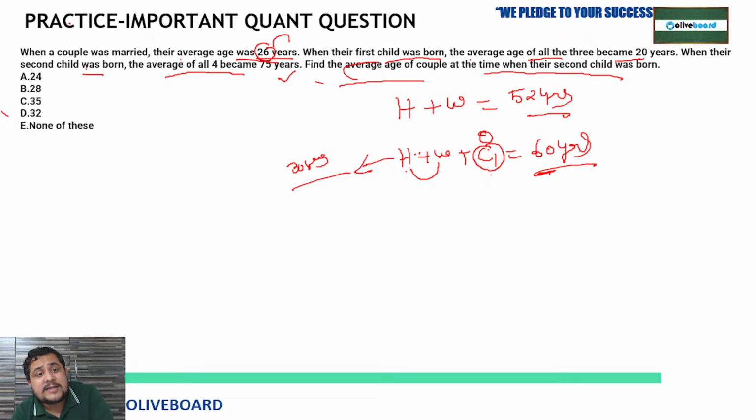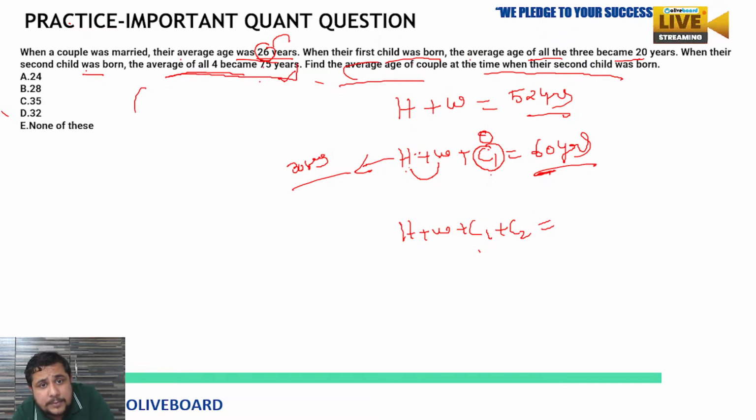Now, when their second child was born, they are talking about the second child. So husband plus wife plus first child, then the second child was born. Their average age of all 4 became how much? 75 or 15, that is what I have written. Let me check. No, no, this is not possible. Some error is there. No, it is not possible.